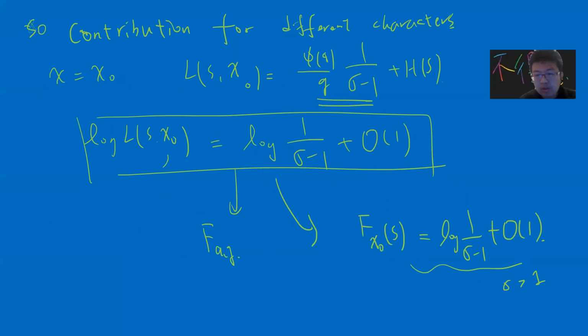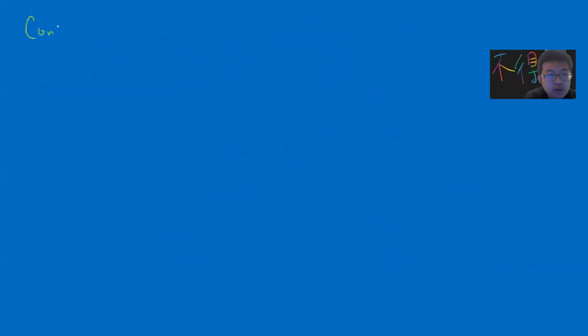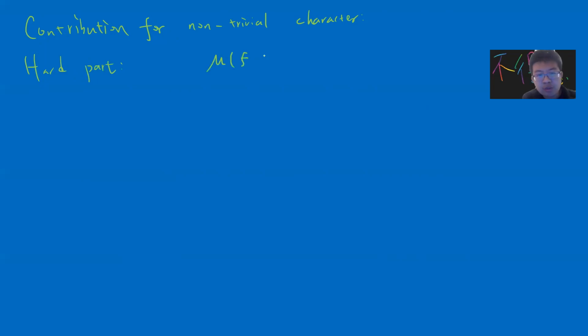Okay. So this is the contribution of the trivial character. So let's consider the contribution for the non-trivial character. So this is the hard part. The fact is that I already know that the partial sum of the non-trivial character is bounded, so it's big O(1). Which tells me that I should be very happy to say that our L chi of s is analytic.